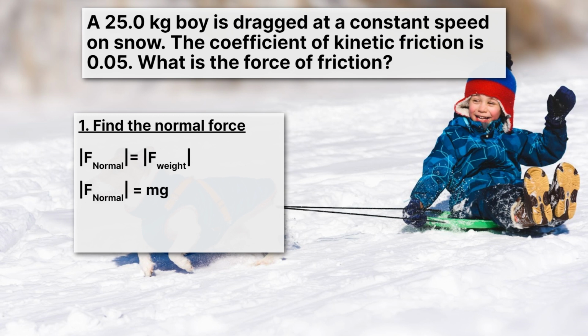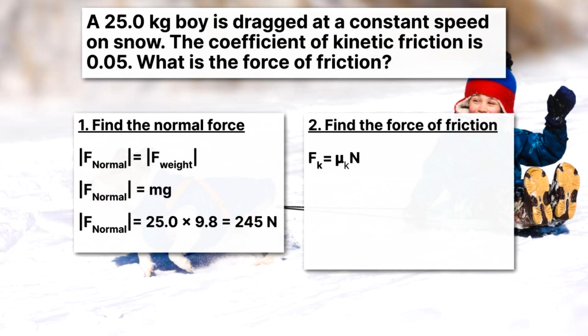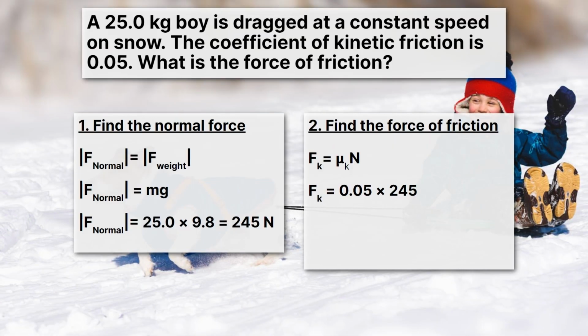The mass of the boy is 25 kilograms, and the acceleration due to gravity is 9.8 meters per second squared. And so we get 25 times 9.8, or 245 newtons. We won't round for sig figs until the very end. So now we're ready to actually find the force of friction. We know the coefficient of kinetic friction, it's 0.05, and we know the normal force, it's 245. So we plug those both into our expression. When we multiply 0.05 by 245, we get 12.25 newtons. Now, since we only knew the coefficient of kinetic friction to one sig fig, we'll round to just our first sig fig and round that to 10 newtons.